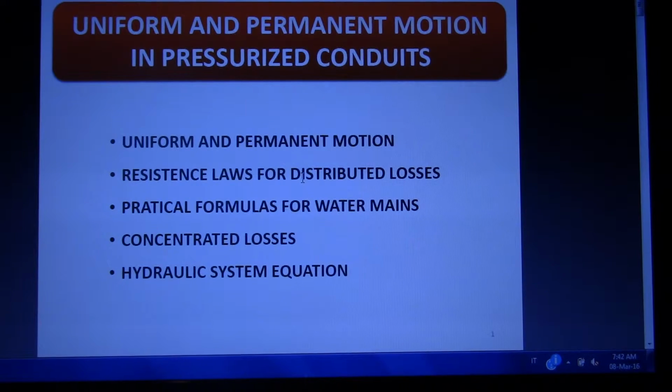We will compute and evaluate the resistance laws for distributed losses. We will talk about some practical formulas for water mains, and we will compute concentrated losses. So finally we will be able to write the hydraulic system equation for a hydraulic plant.